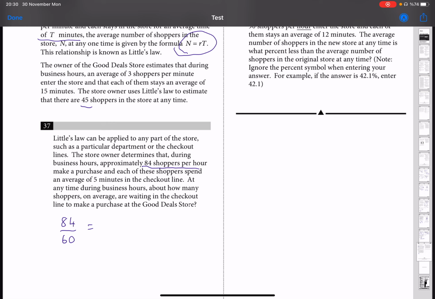Okay, we are going to use the formula given in the question directly, because we converted the rate to minutes. So t is 5 minutes. Let's multiply them. And n is calculated as 7.